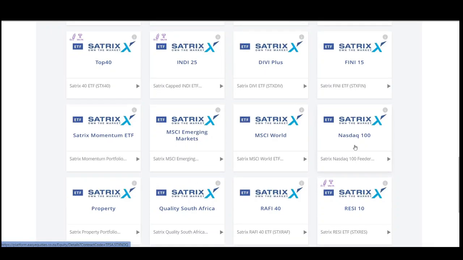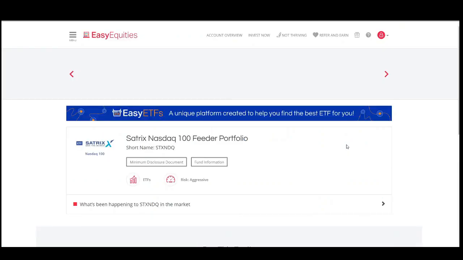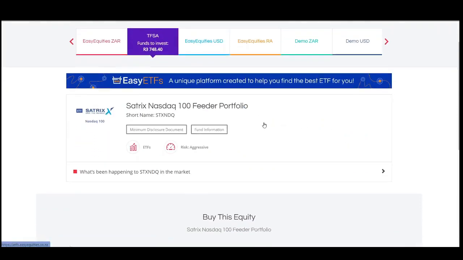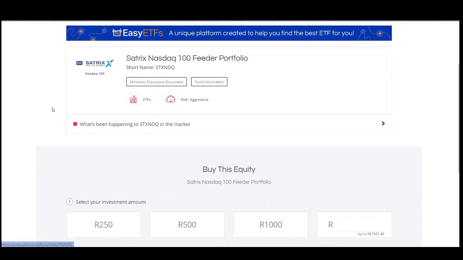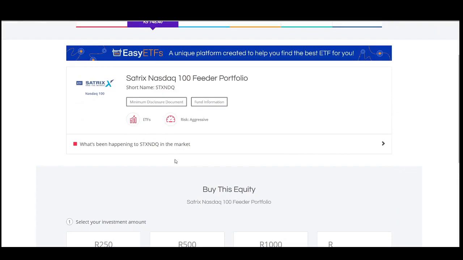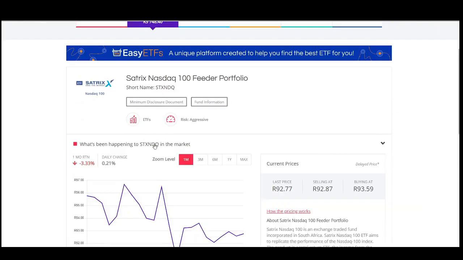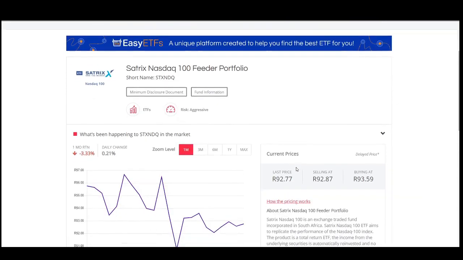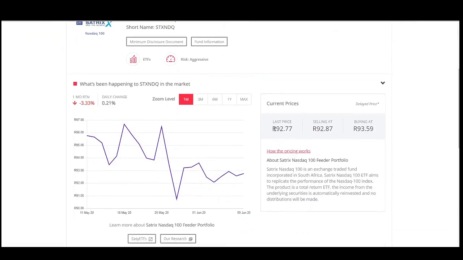So here is Nasdaq 100. Let's get into this ETF and see what we have there. As you can see, it will take you through this screen. When you are here, I usually click on what's been happening. It will show you the price of this ETF, the last price, and the selling price. If you had shares, this is the price that you could sell at.